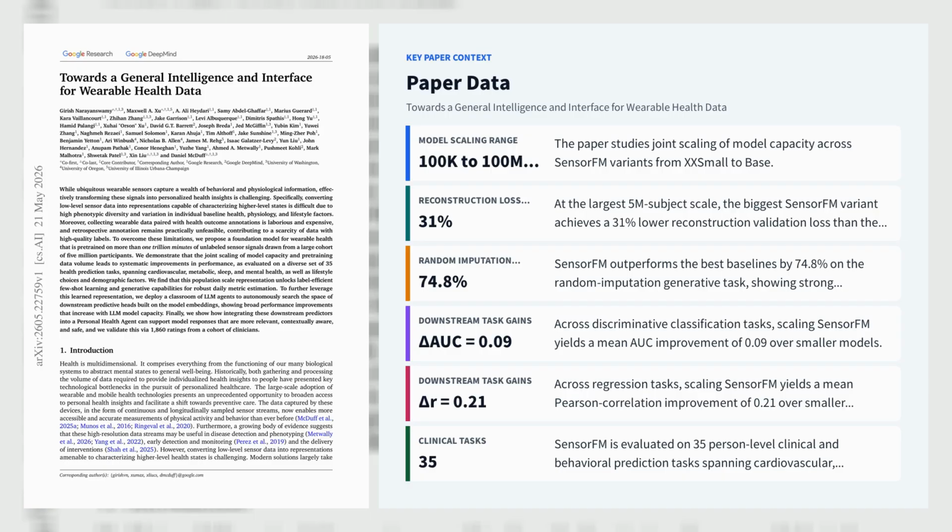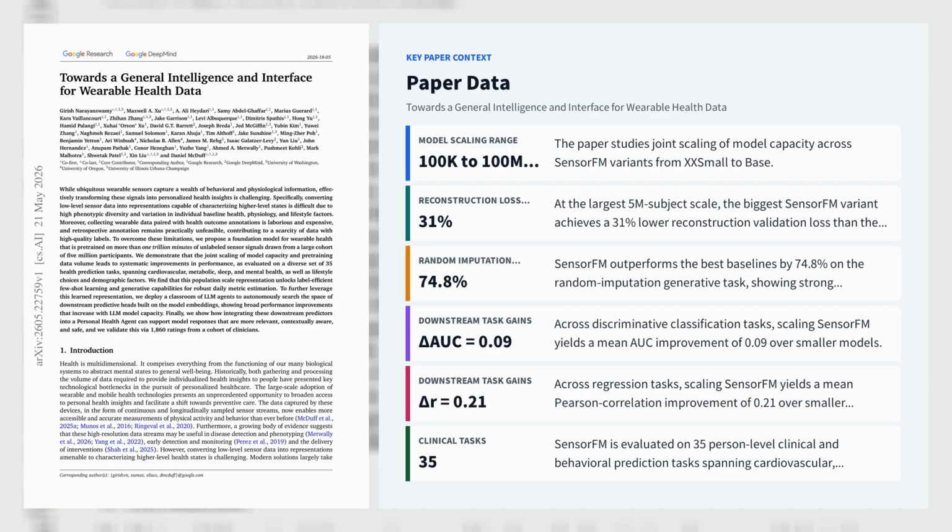Scaling both data and model size from 100K to 100M parameters produced near-linear gains, including a 31% lower reconstruction loss at the largest scale, a 74.8% reduction in random imputation MSE, and downstream gains of delta AUC equals 0.09 on classification and delta R² equals 0.21 on regression.